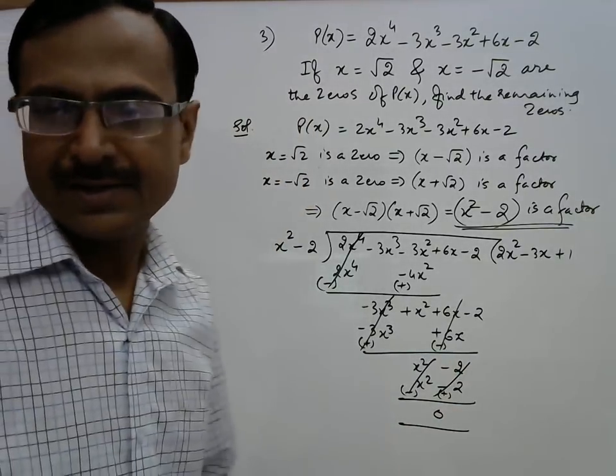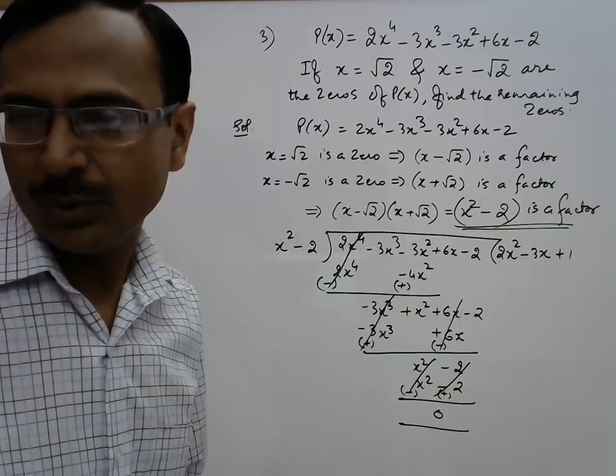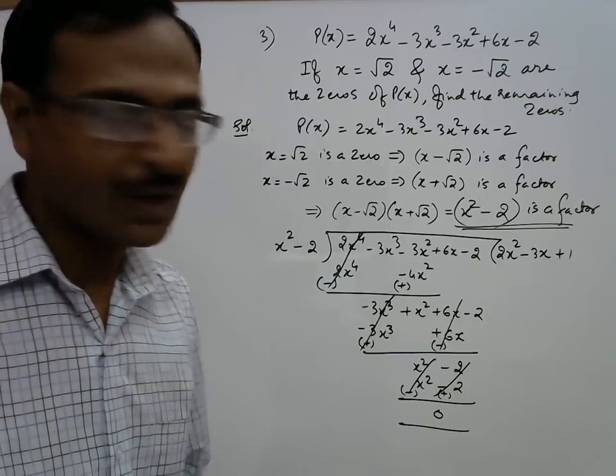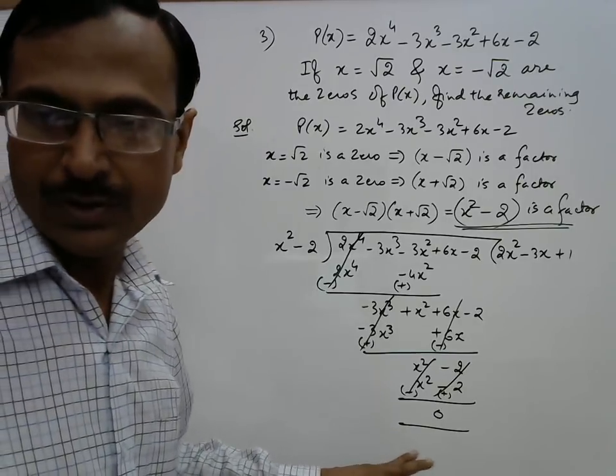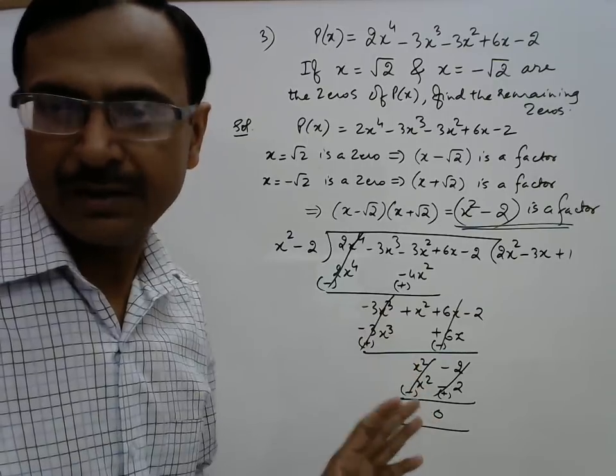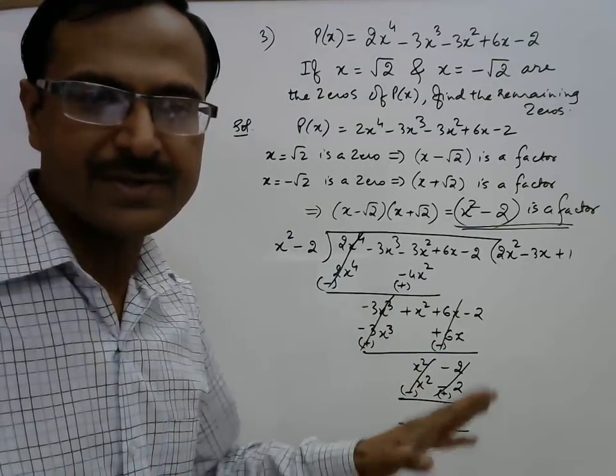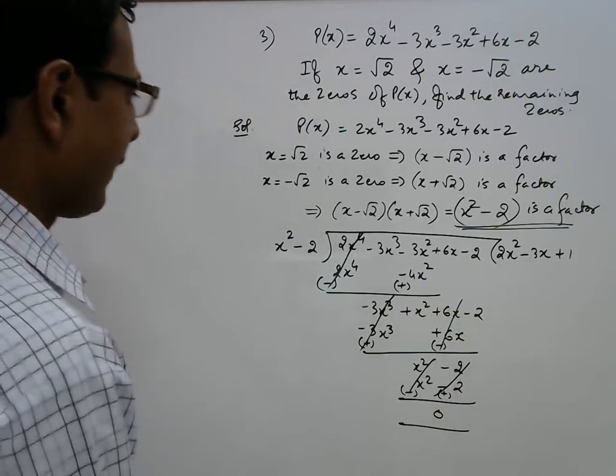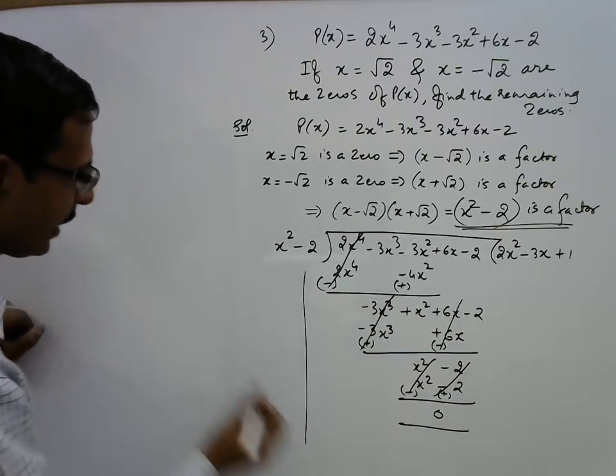So again, the same thing is happening. We have to get the remainder as 0 because your factors should be correct. If your factor is correct, then the remainder is always 0. Now you can perform the same steps again.